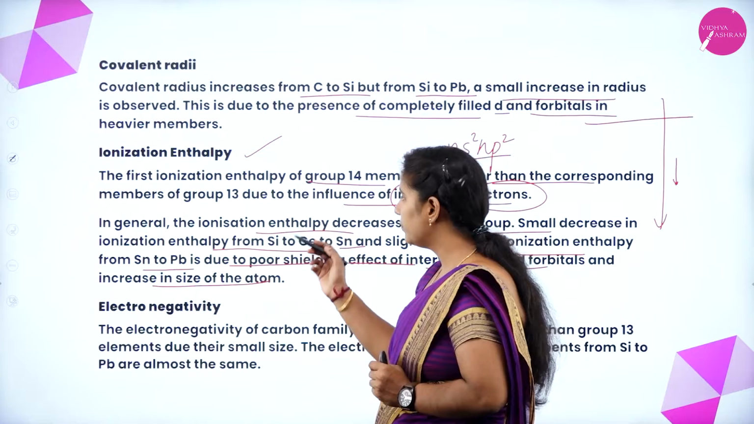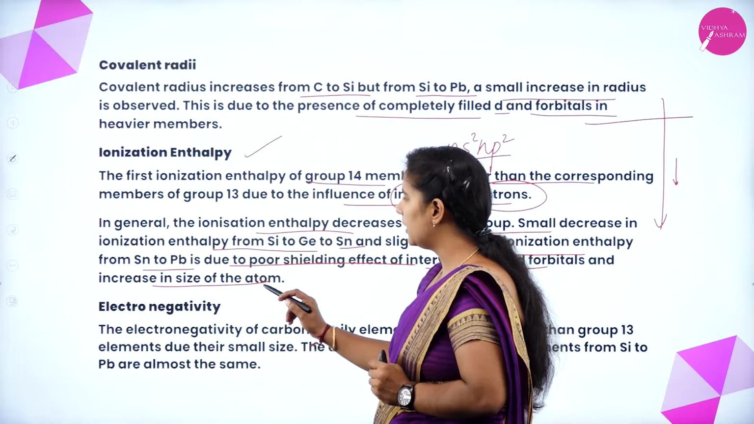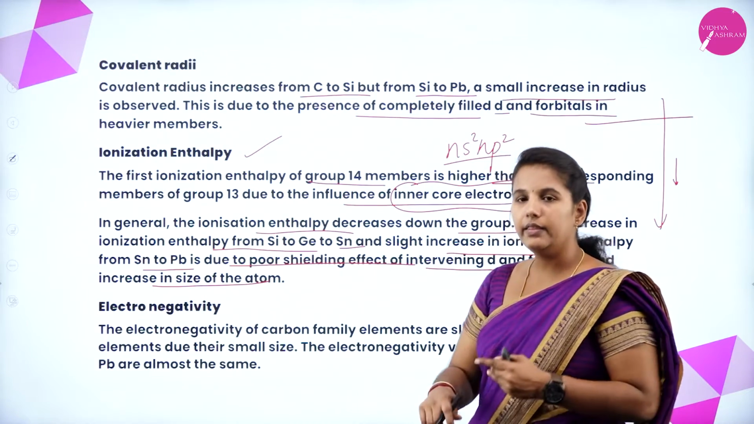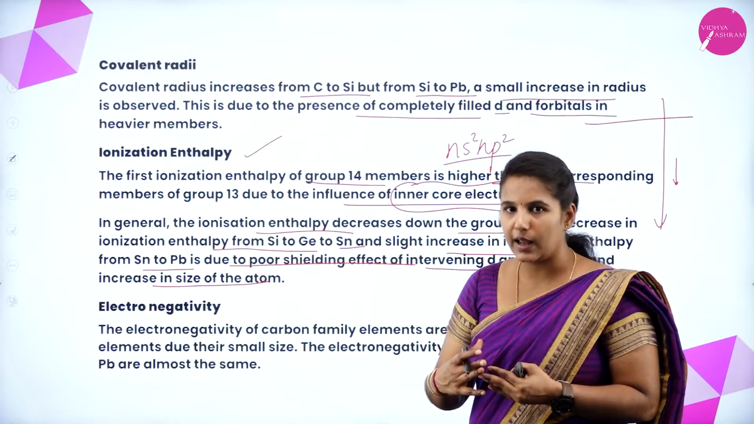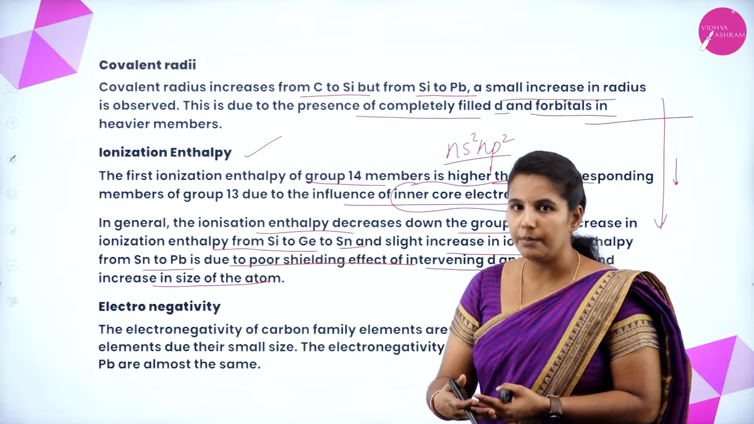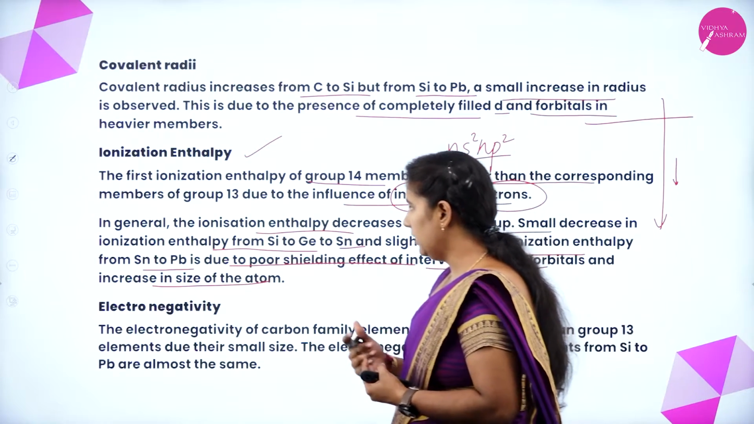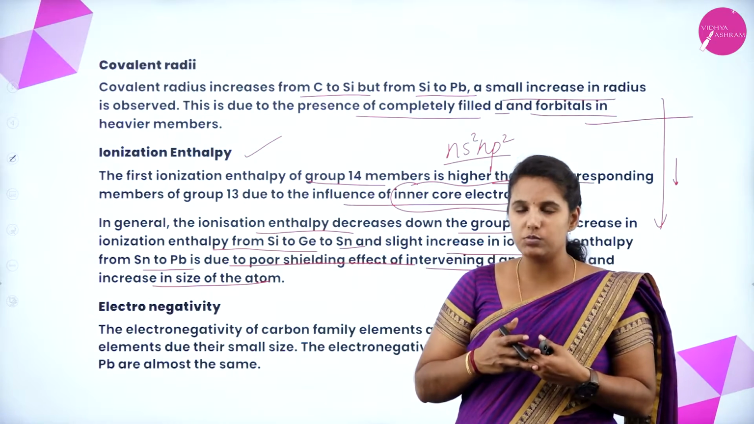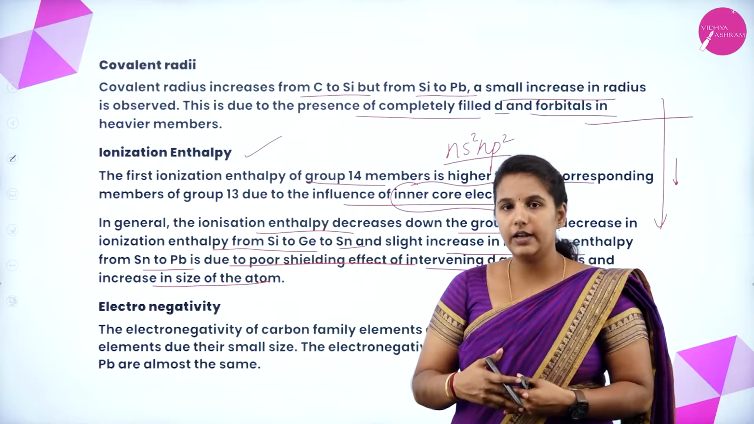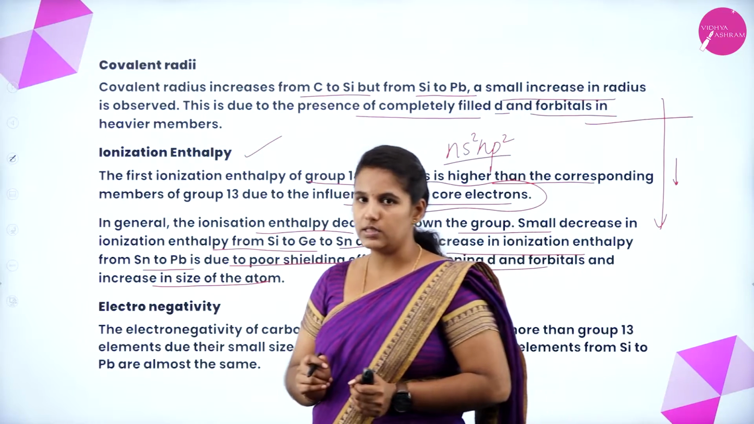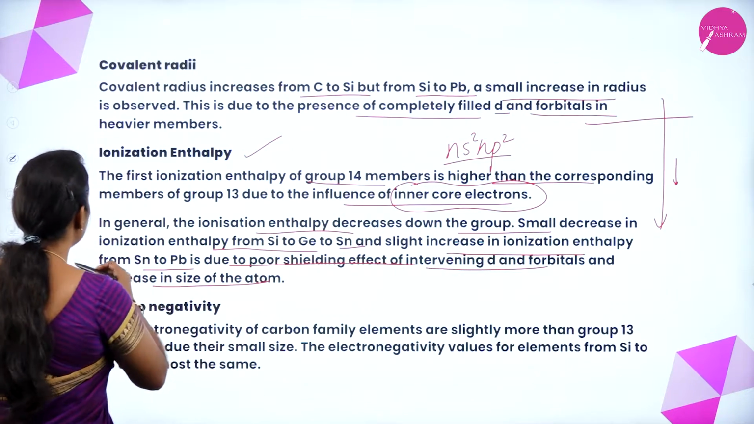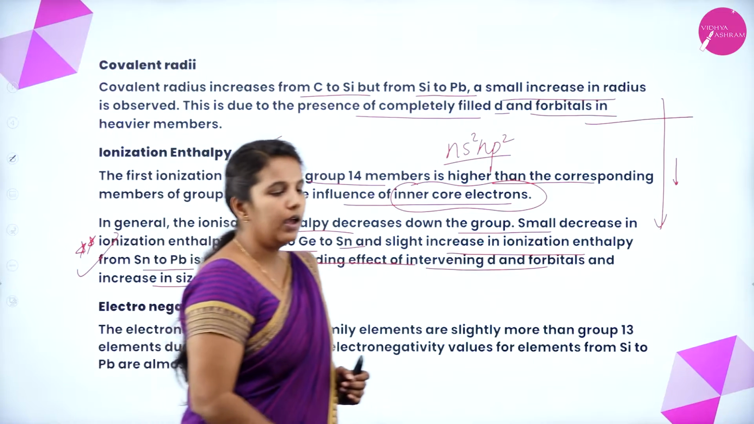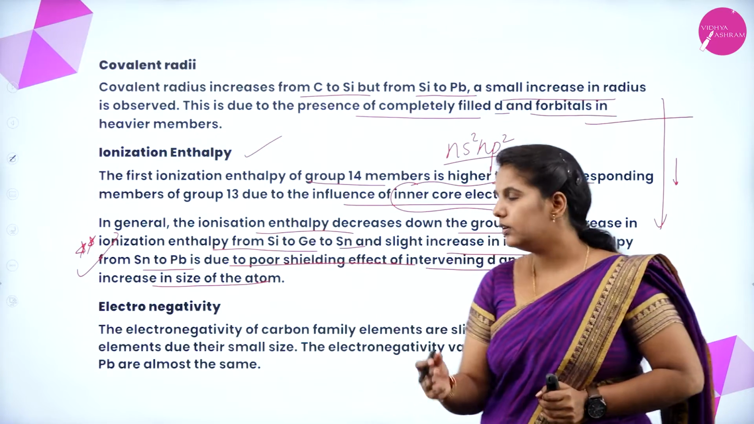If you see the ionization enthalpy from silicon to germanium, then to tin, a slight increase is observed due to the increase in atomic number. But from tin to lead, a small decrease in ionization enthalpy is observed. This is due to the poor shielding of d and f orbitals. So it is very important to understand why there is a slight decrease in ionization enthalpy in the case of tin to lead.